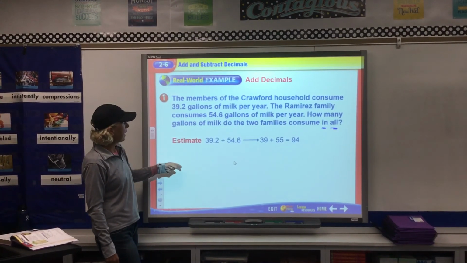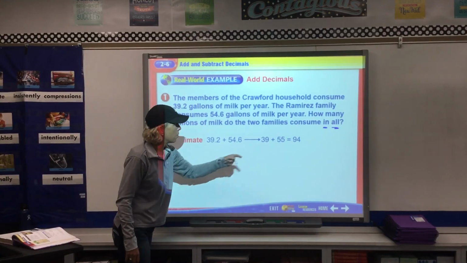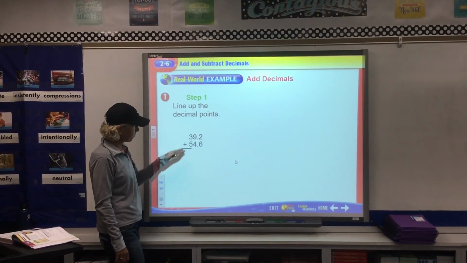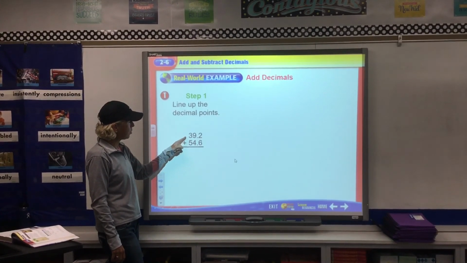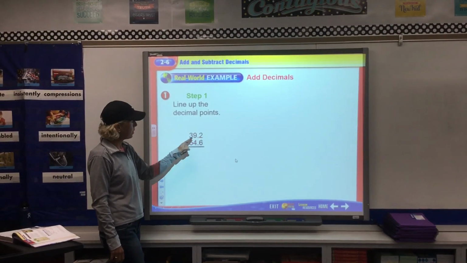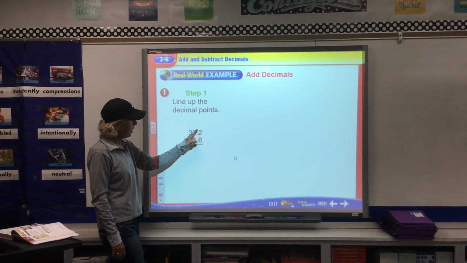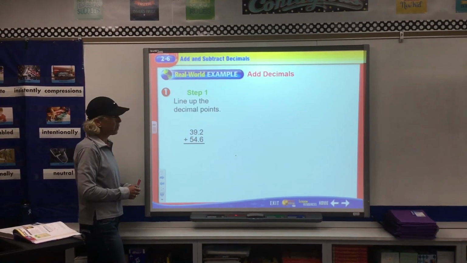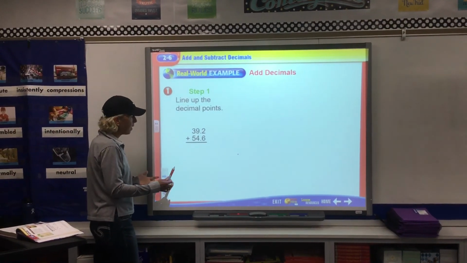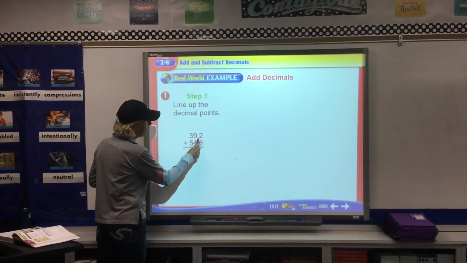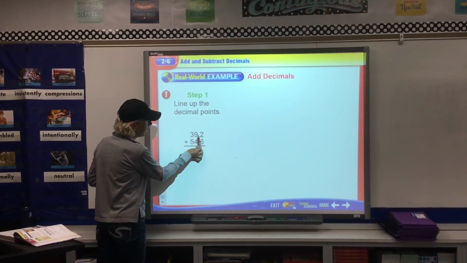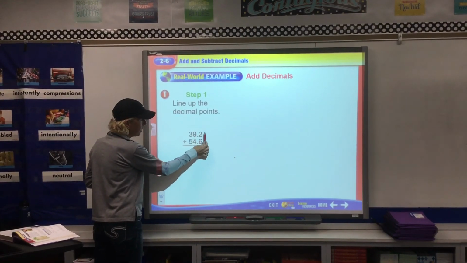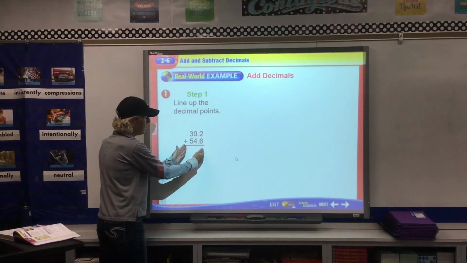So, the numbers that they gave us, if we wanted to estimate them to the nearest whole number, they did that for us. We're going to add these two decimals, 39 and 2/10 plus 54 and 6/10. Now notice they lined those digits up according to place value. One thing that I like to think of with my friends is to use that decimal as an anchor. So you know you've got to line up that decimal. If you line up that decimal and use that as an anchor, the rest of the digits will fall into the correct place value.